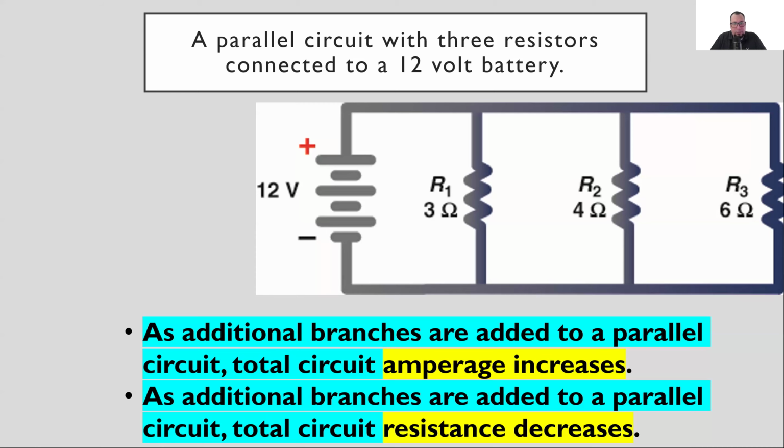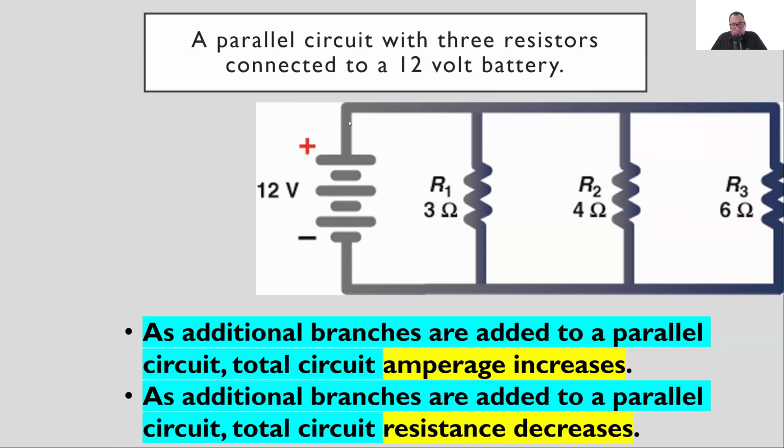So what this is saying is that we have 3 legs here in this circuit that we're looking at. We have 12 volts, first leg is 3 ohms, second leg is 4 ohms, and third leg is 6 ohms. Now, if we were to add another leg, it could be another leg of 3, 4, 6, or just something else. What would happen is the total amperage in the circuit would go up.